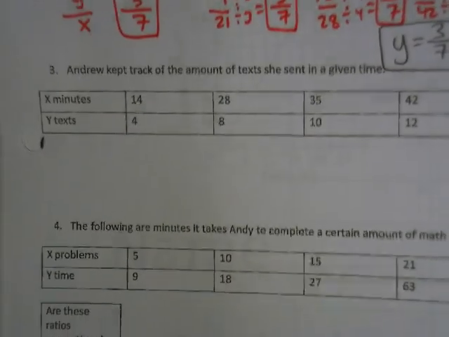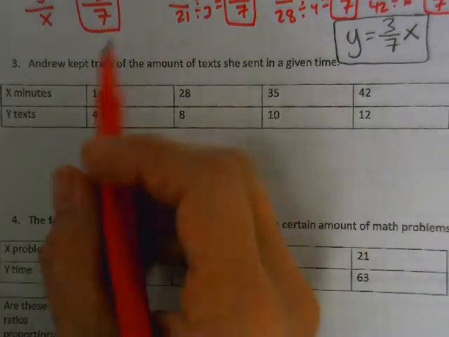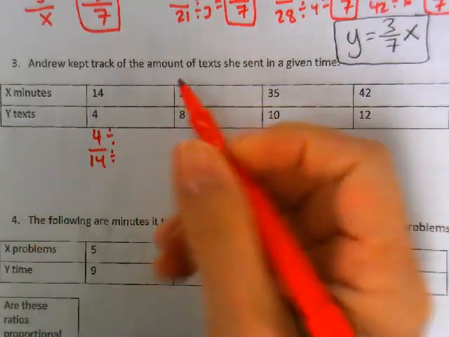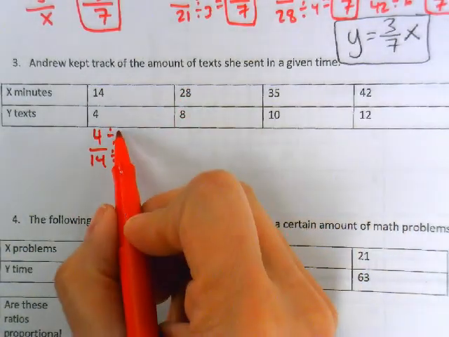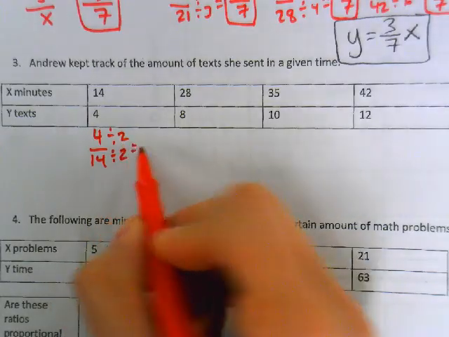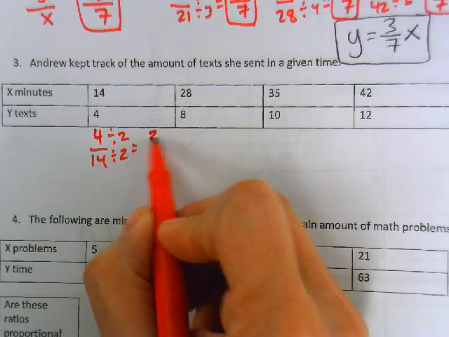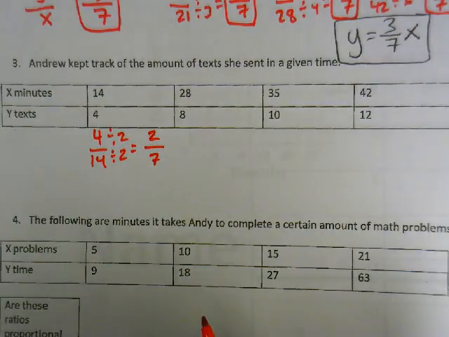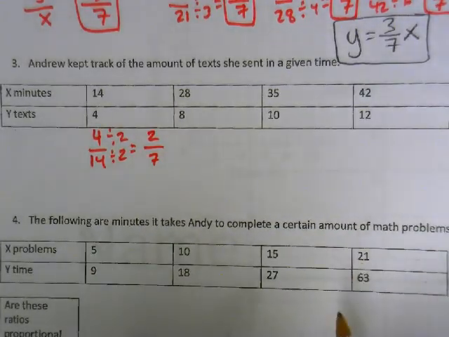All right, let's do number 3. Is there a unit rate? Let me set it up as a fraction. What can I divide 4 and 14 by? 2. What's 4 divided by 2? 2 over 7. All right. Do all of these equal 2 over 7? We'll find out. To be continued. So don't assume so early.